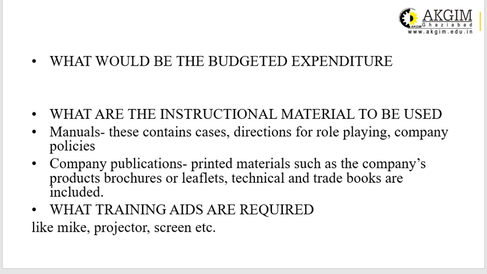Then, after the method has been decided, it is very much necessary for the sales manager to see what is actually the budget, what is the expense that will be required for conducting the sales program. What will be the content of the sales training program, where will it be held, who are the people that will be involved, and after he has calculated all these things, he should make a written document and he should mention the expenditure that will be required for giving this particular training program.